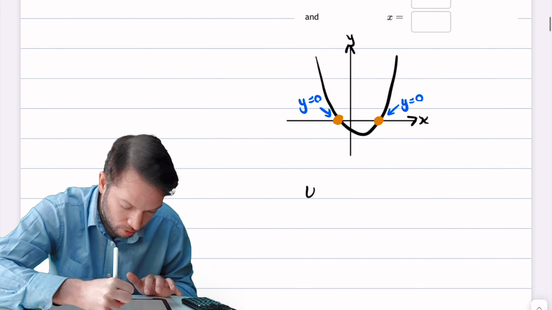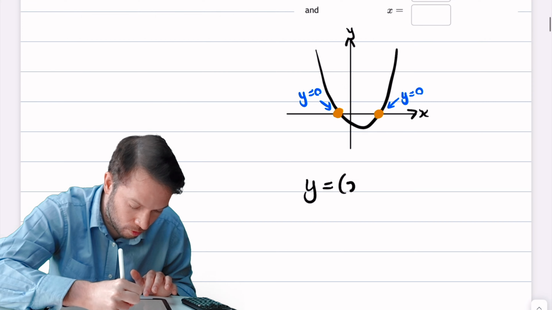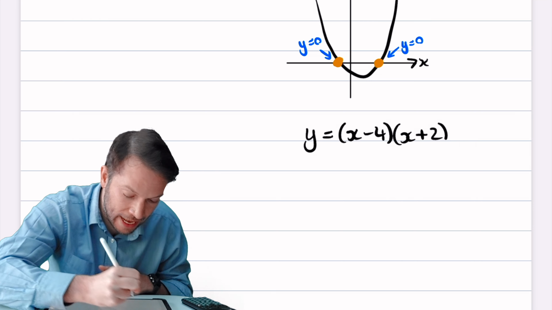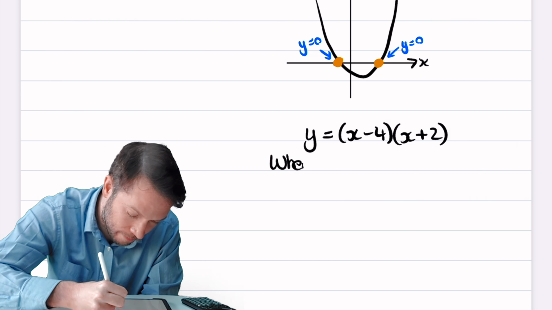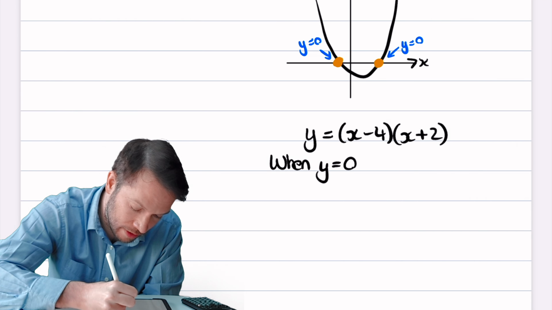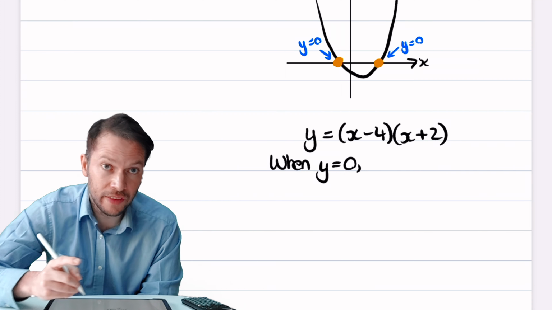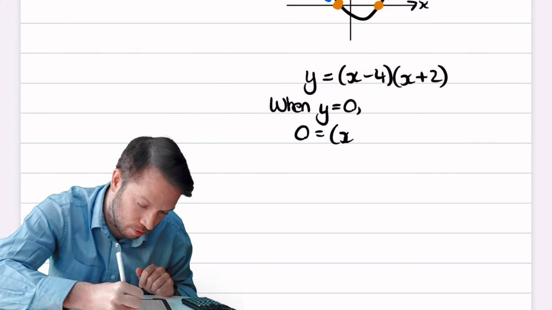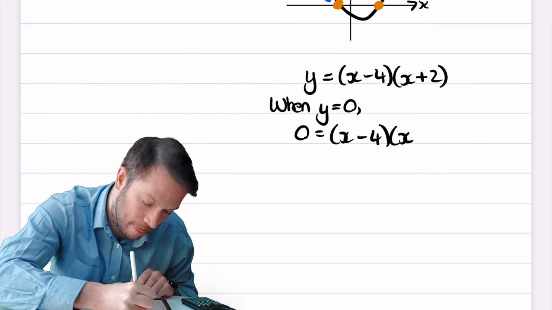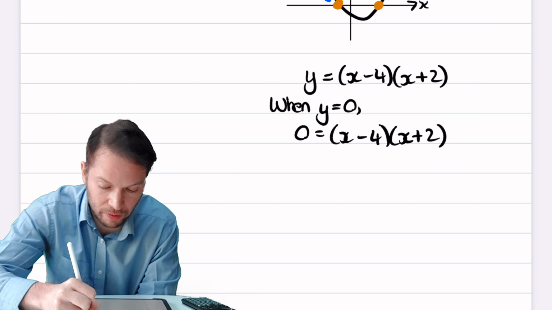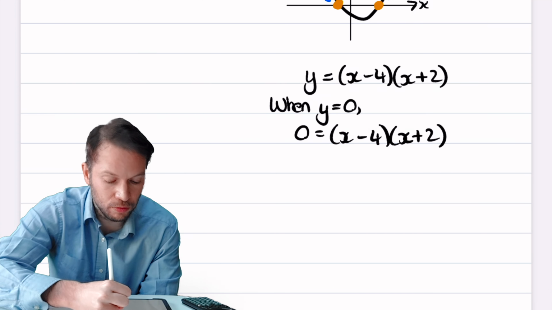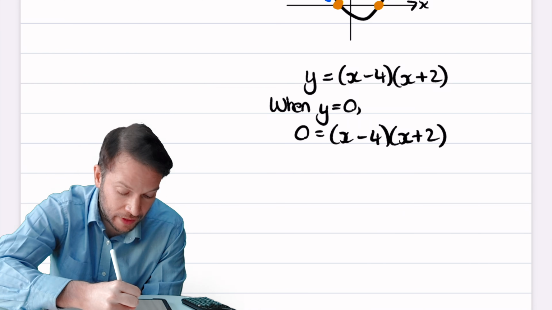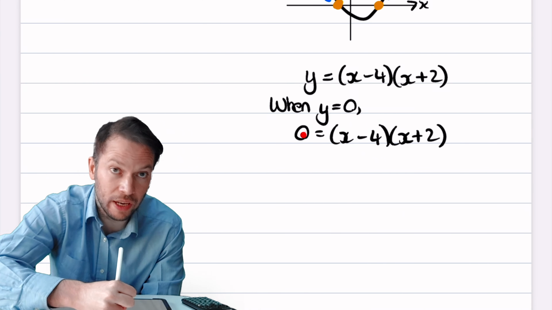Let's just copy it out. We've got y equals x minus 4, x plus 2. And as we said, when we're on the x-axis, y is 0. Similarly, if we're on the y-axis, then x is 0. So we make y 0, we've got 0 equals x minus 4 times x plus 2. And then remember, if we've got a product of two numbers equal to 0, then at least one of those numbers has to be 0, because 0 times anything would give you 0, wouldn't it?